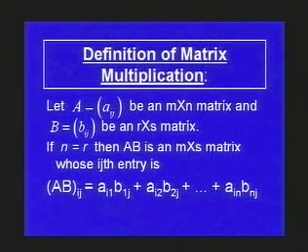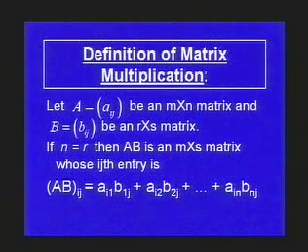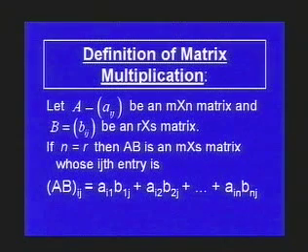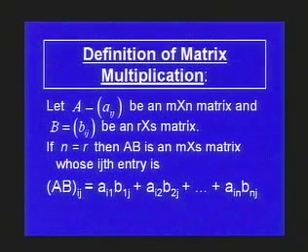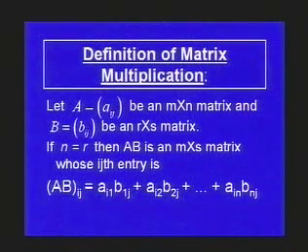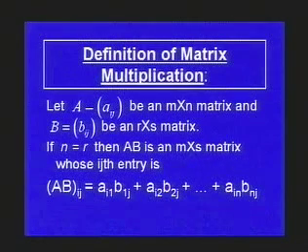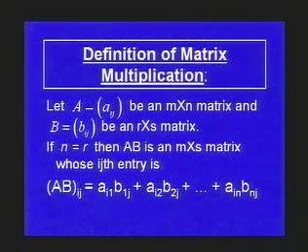If n is equal to r, in other words, if the number of columns in A is equal to the number of rows in B, then AB is an m by s matrix whose ijth entry, you remember ijth means the entry in row i, column j, is equal to little a sub i1, little b sub 1j, plus little a sub i2, little b sub 2j, plus, etc., plus little a sub in, little b sub nj. Now that looks pretty crazy. So let's see if we can tell where this comes from.